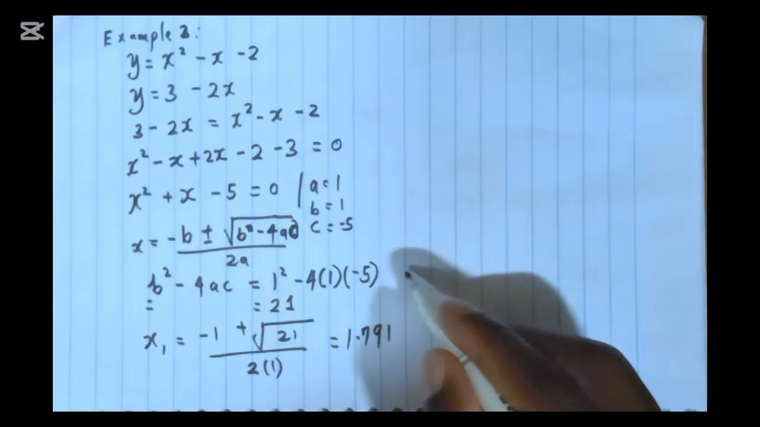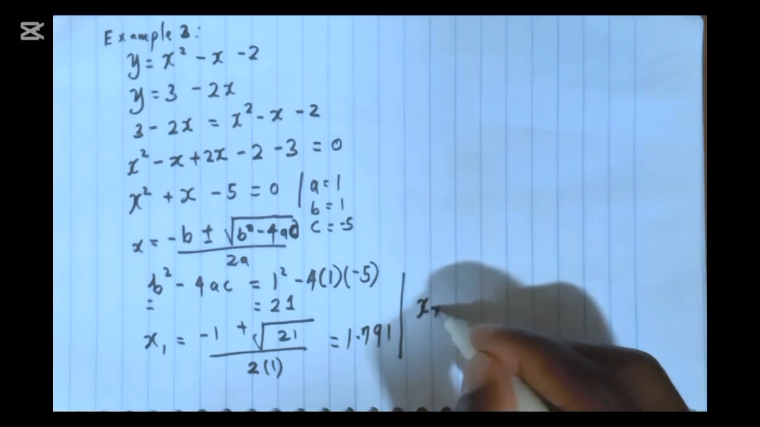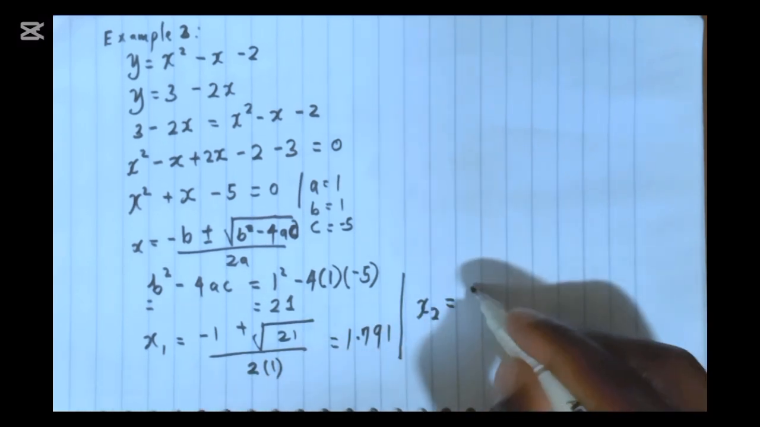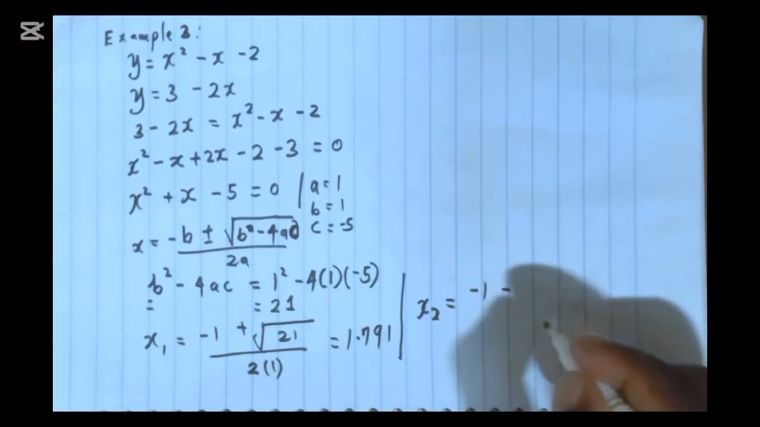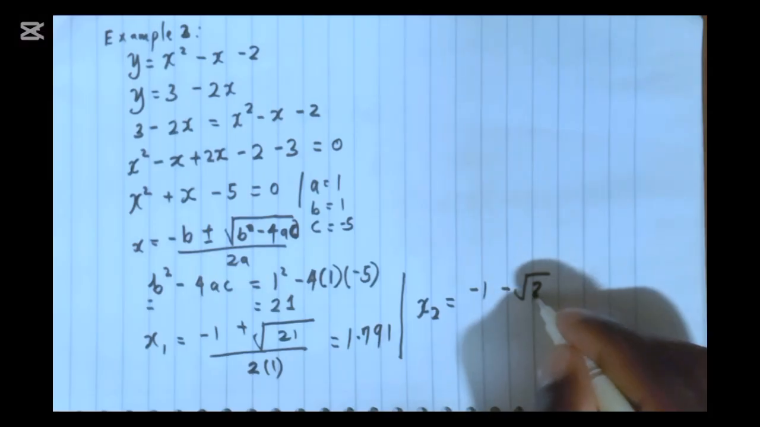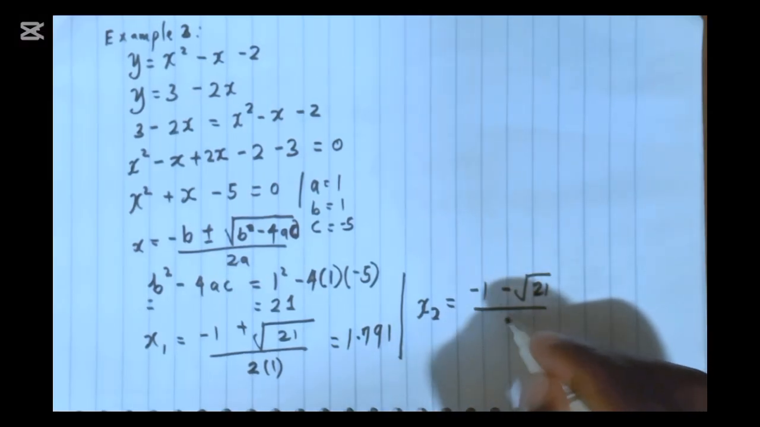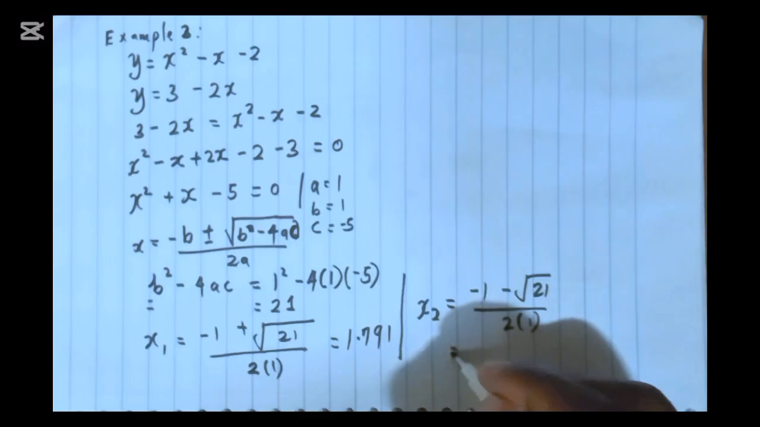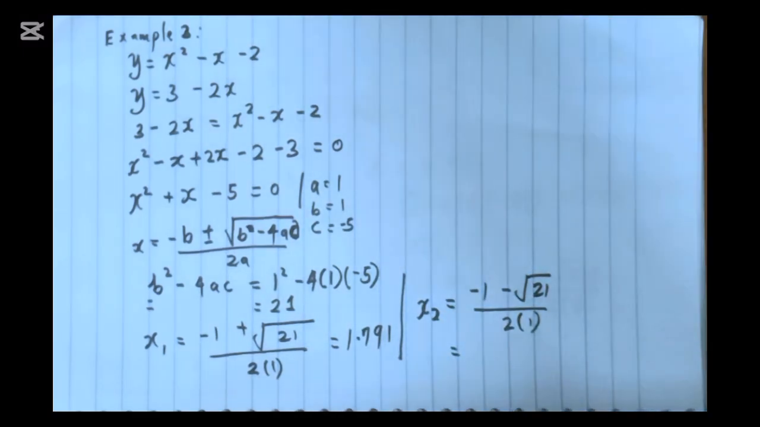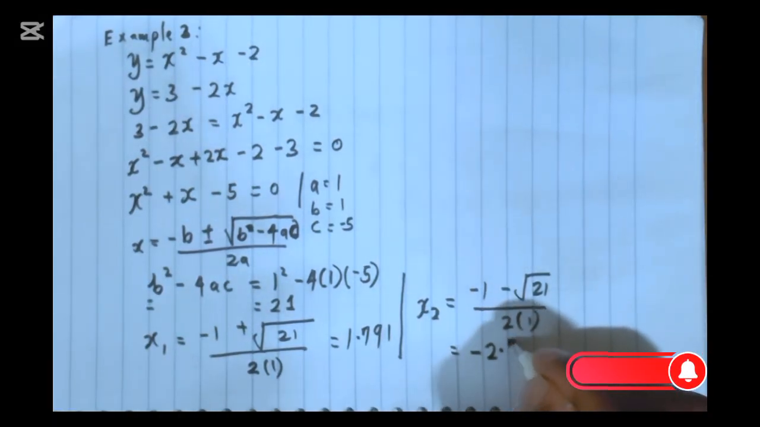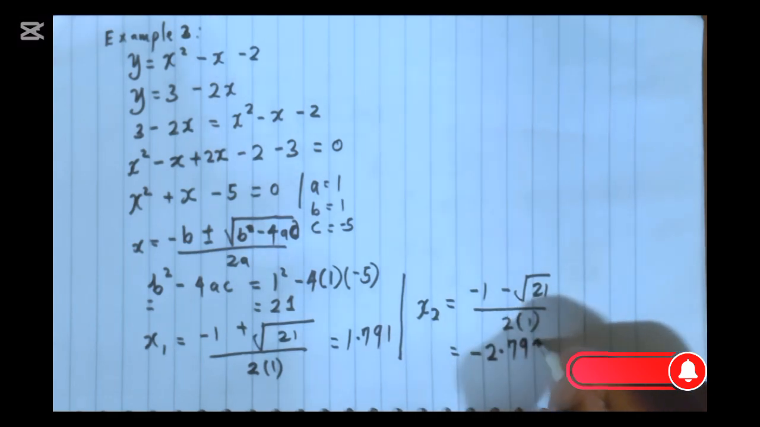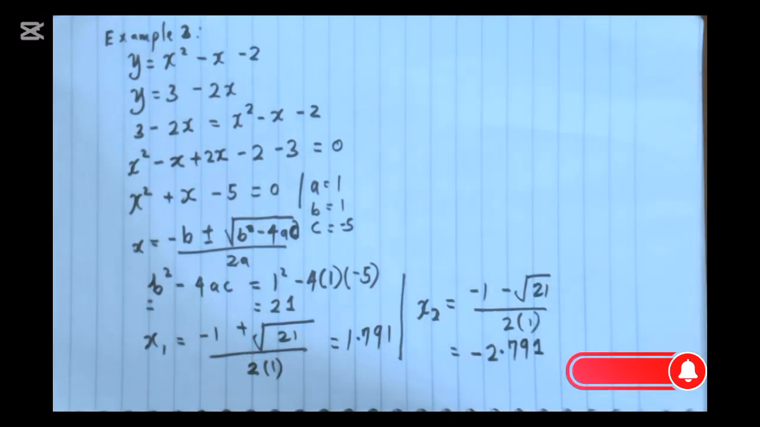The value of x2 will then be equal to negative 1 minus the square root of 21, all over 2 into 1. We added for x1, so to find x2 we subtract the discriminant. When you do your math in your calculator, you find that the value of x2 in four significant figures will be negative 2.791. So those are the values of our x1 and x2.